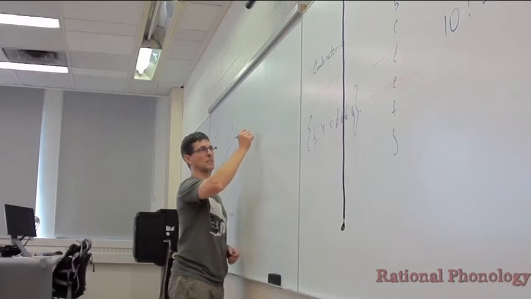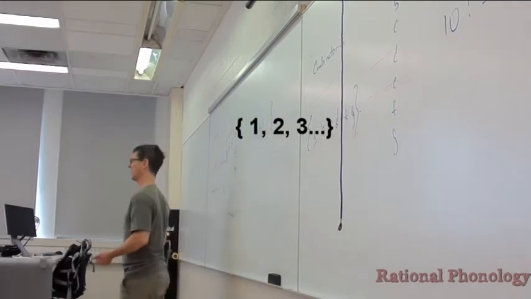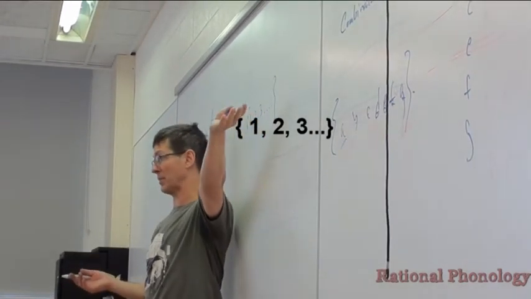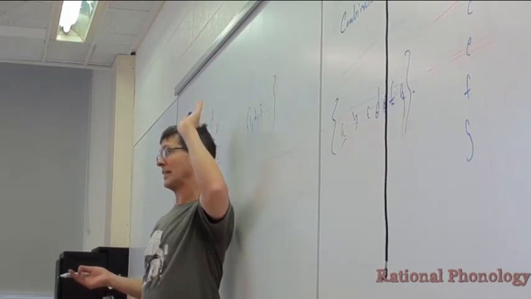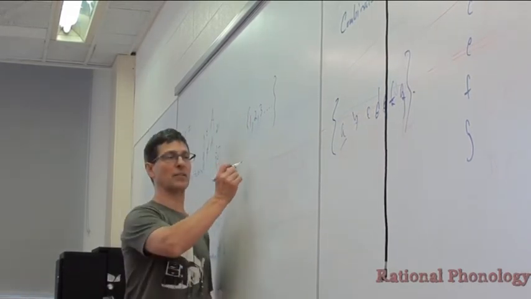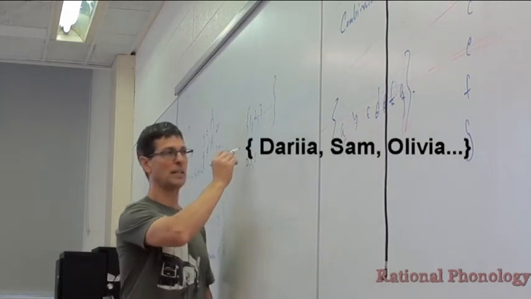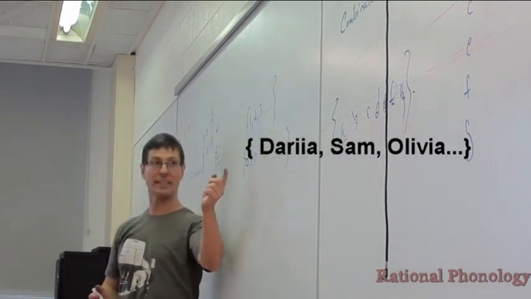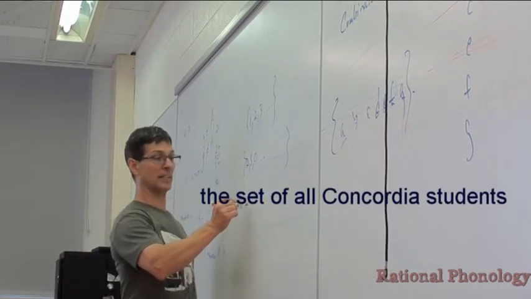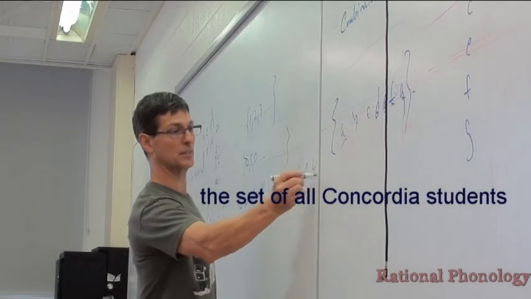But let's take a set like this. 1, 2, 3. What does somebody mean when they list a set like that? They usually mean the set that contains 1, 2, 3, and keep going forever. In that case, you can't write them all down. Now, we could have the set of Concordia students. I could have Daria, and Sam, and Olivia, and everybody in the room. It would be a really big set, and I could list all the members in principle if I had a lot of time. Or I could just say, the set of all Concordia students, all 40,000 of you, or something like that.